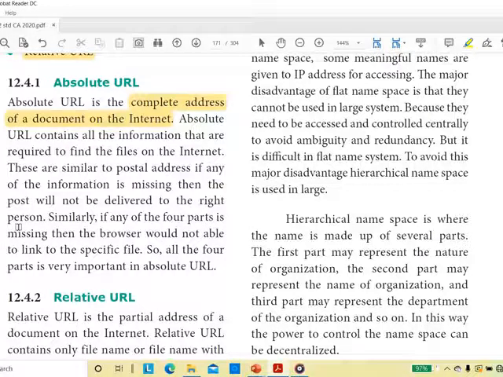If any of the information is missing, then the post will not be delivered to the right person. Yes, if you miss the pin code or if you miss the street name, door number, then the delivery will not be in proper manner. Similarly, if any of the 4 parts is missing, then the browser would not be able to link to a specific file. So all the 4 parts are very important in absolute URL. So absolute URL requires all the 4 parts.